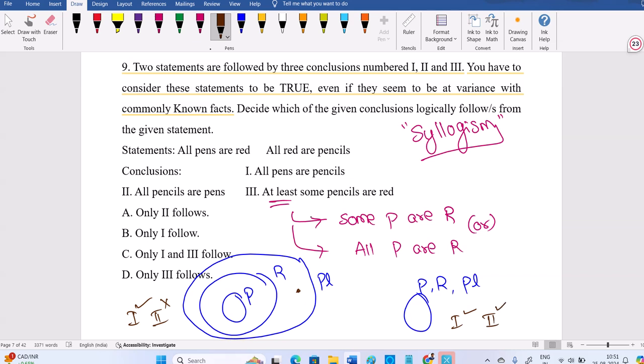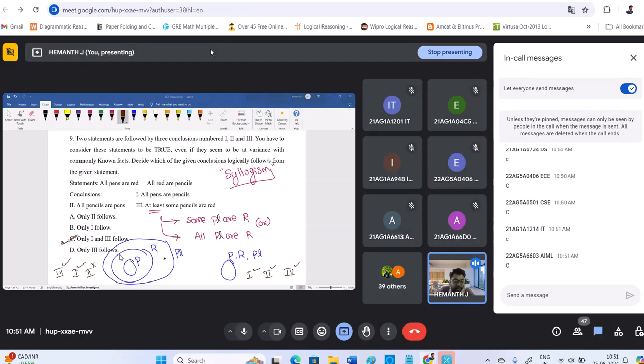Third one, some pencils are red. Yes, some part of pencils are in red. Here all pencils are red. So here also third one is true because some pencils are red. Here also third one true because all pencils are red. So as these are one among the true, also fine. So it's 1 and 3 follow. Thus the answer is 1 and 3 follow. Many people go with only one. But the surprise thing here is using the words at least. At least means some also okay.